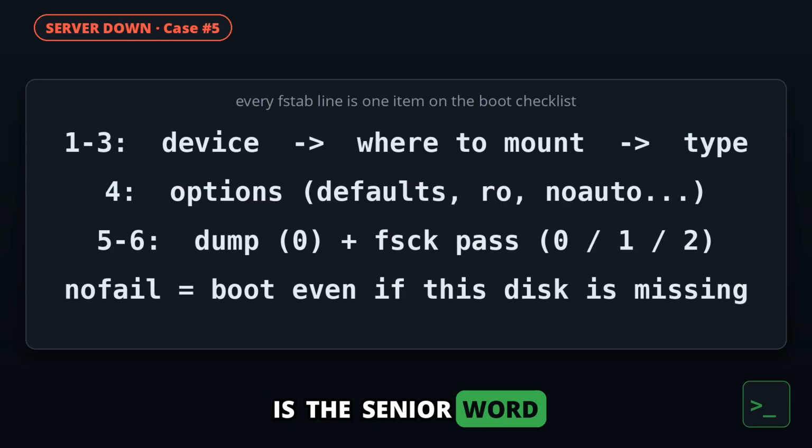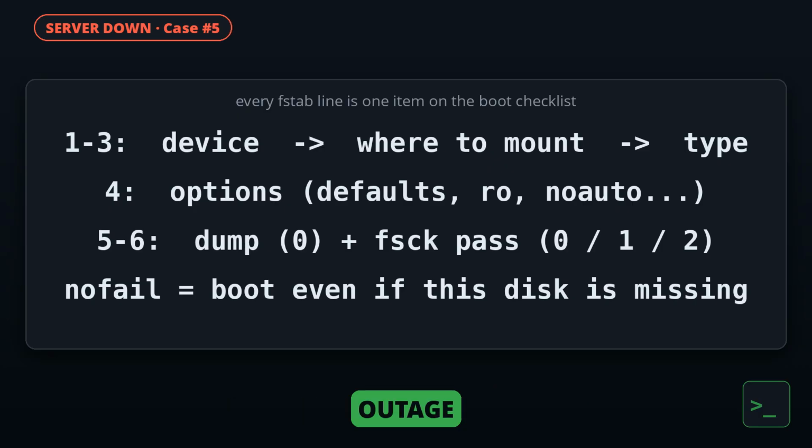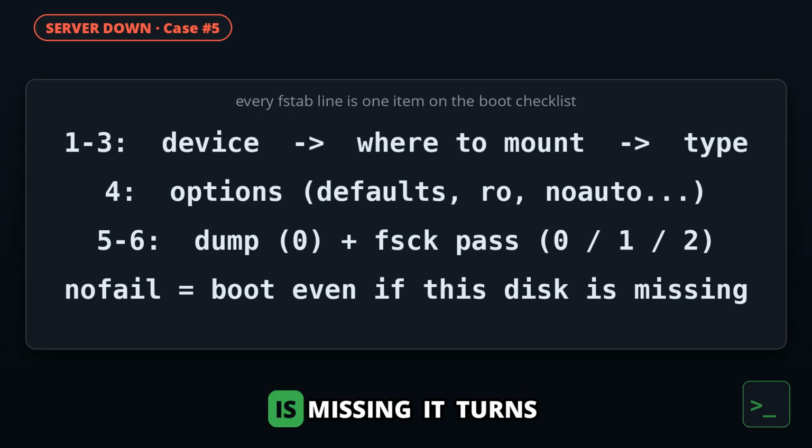And here is the senior word that prevents this entire outage. nofail. Add it to a non-critical mount, and Linux boots normally even if that disk is missing. It turns a hard stop into a shrug. In an interview, if they ask why a server boots to emergency mode, this is the whole answer. A required mount in fstab failed, and nofail is how you stop it from grounding the plane.